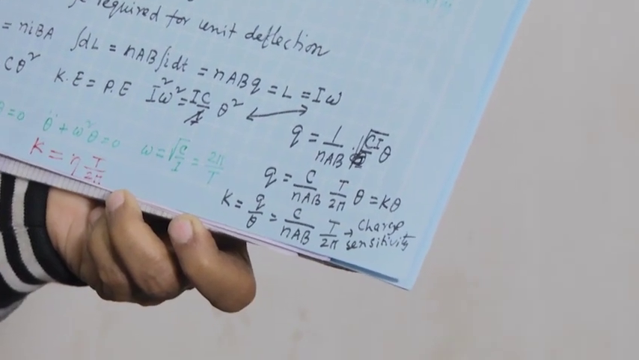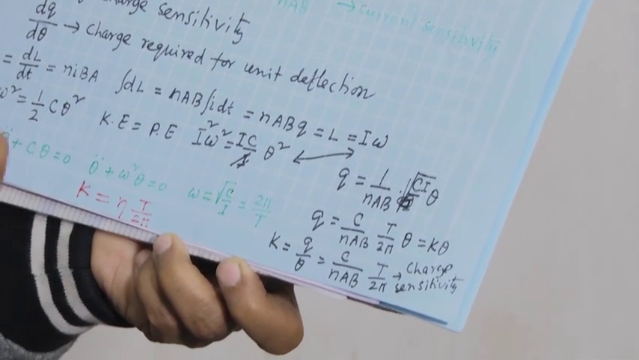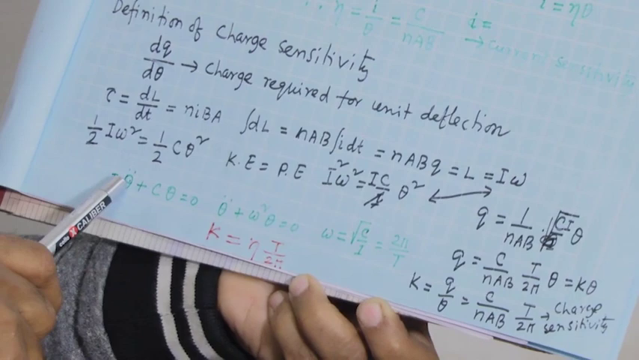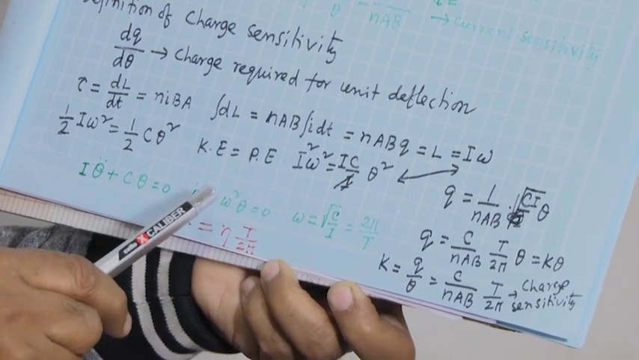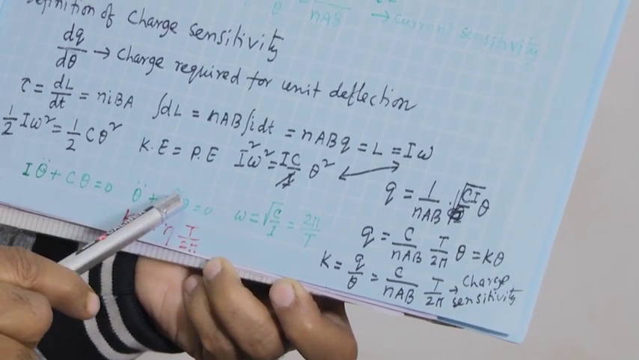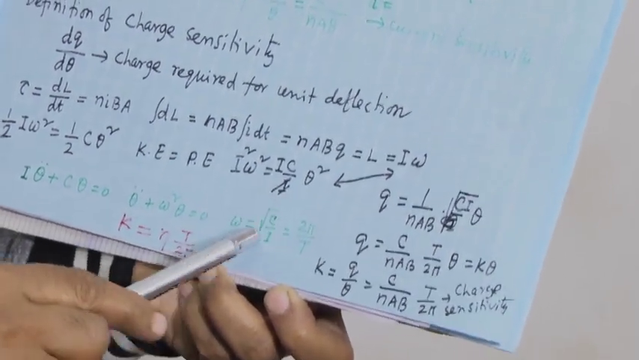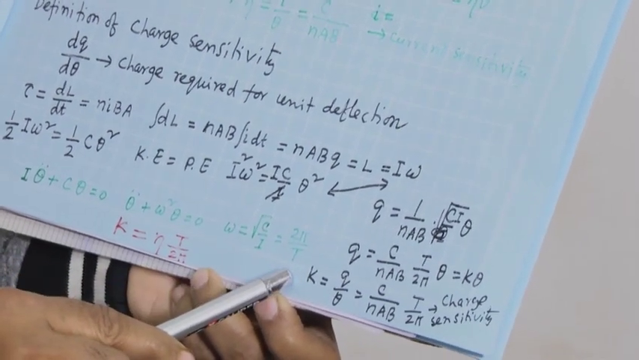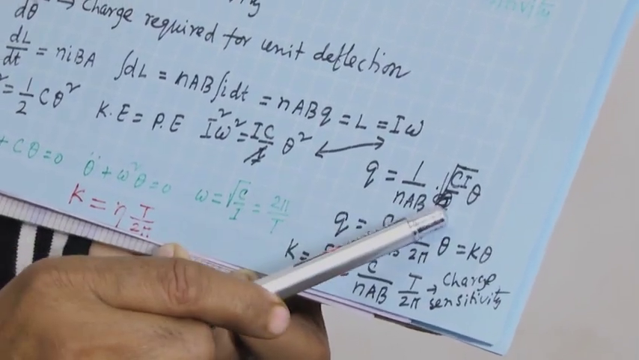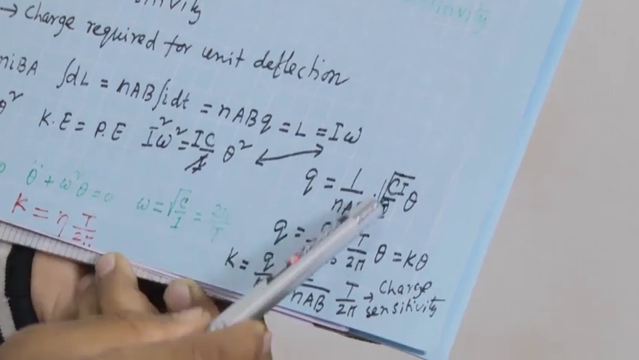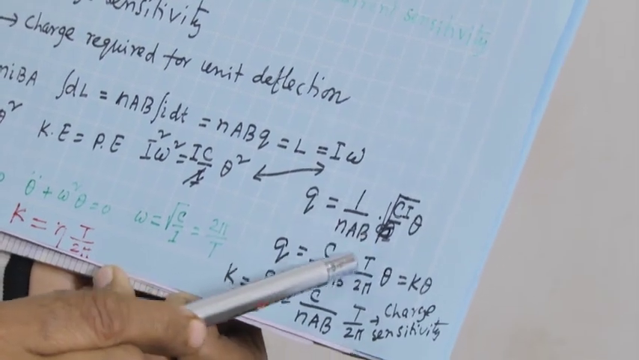Now, square root of I by c, what is it? I can tell you, this is simple harmonic motion. So the equation I can write: I theta double dot plus c theta equal to 0, right? So theta double dot equal to c by I theta. This is written as omega square. So this omega is square root of c by I, and omega is 2 pi by T. So here, square root of I by c is just the reverse, 1 by omega, so that is T by 2 pi. So here this T by 2 pi has come.